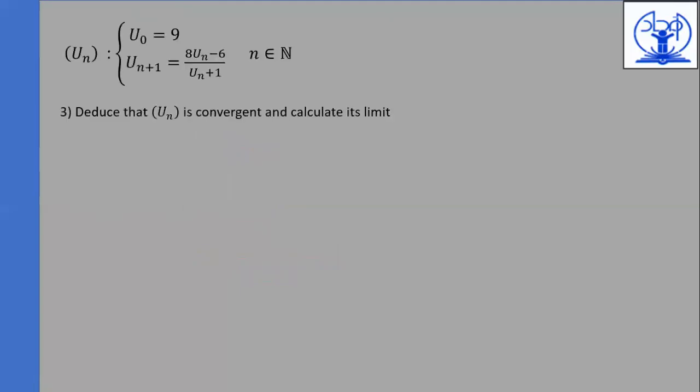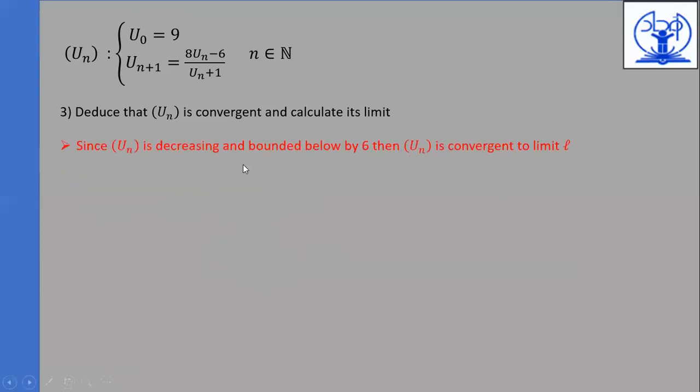Now, the question is, deduce that un is convergent and calculate its limit. Since the sequence is decreasing, it started with 9 and is decreasing, but it's bounded below by 6. So by the previous theorem, this sequence must be convergent to a limit L, and the limit L should be between these two values, 9 and 6, with the possibility to be equal to one of them, because it started with 9 and it's not going to go below 6. So it has to converge in between.